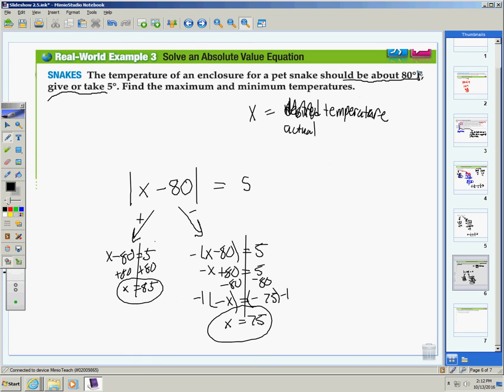Probably seems like a lot of work that was unnecessary, but hopefully you get the point of when we have a desired range, we just use absolute value to solve that kind of problem.